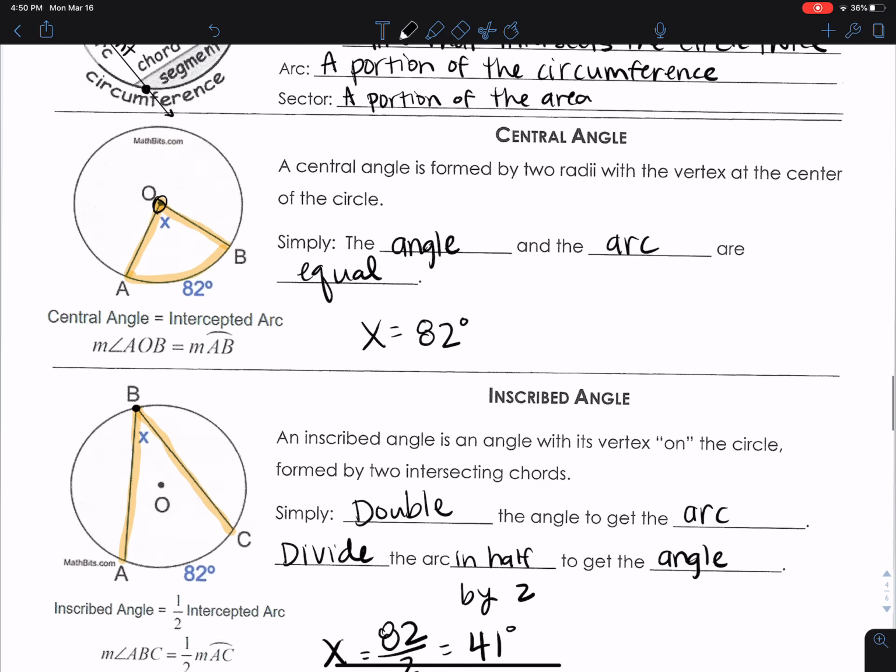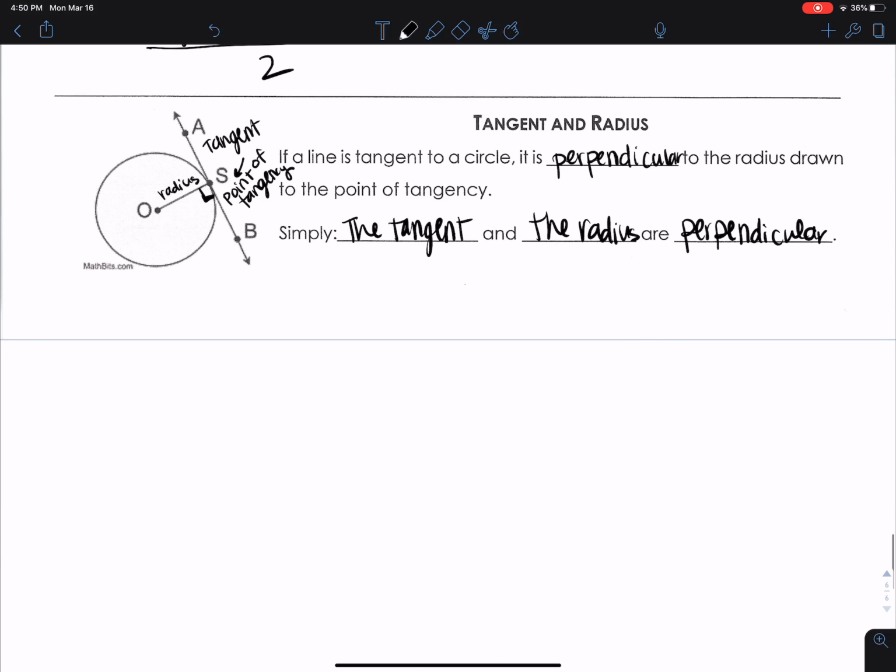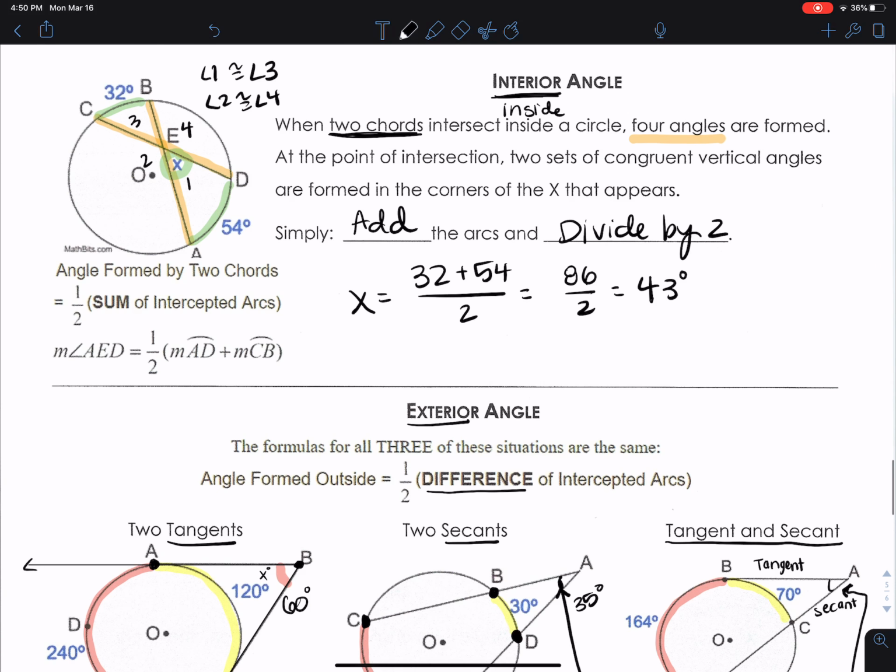So that is it for these notes. So now you should look up the homework. You can print it out, or you can just write the answers on a separate piece of paper, but it's for you to practice, and then you can take the quiz, which has 10 questions. 5 of them are interior angles, 5 of them are exterior, and you have 1 attempt.